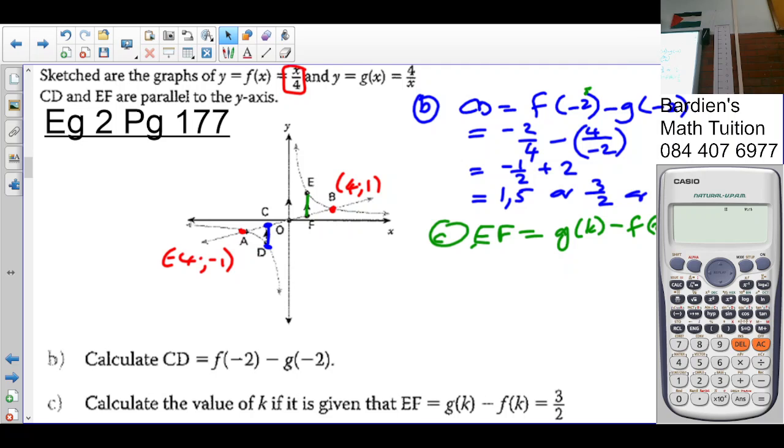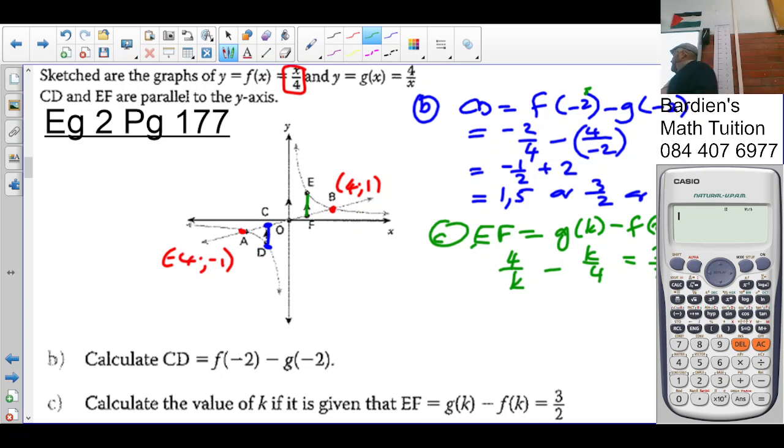Guys finish? Yes? Okay. So g of k will simply be 4 over k minus f of k, which is k over 4, equals 3 over 2. Can I cross multiply here? No. Why? It's not one fraction on either side. So I must find an LCM. What's my LCM? 4k. Not so? So what must this be multiplied by? 4. So 4 times 4.